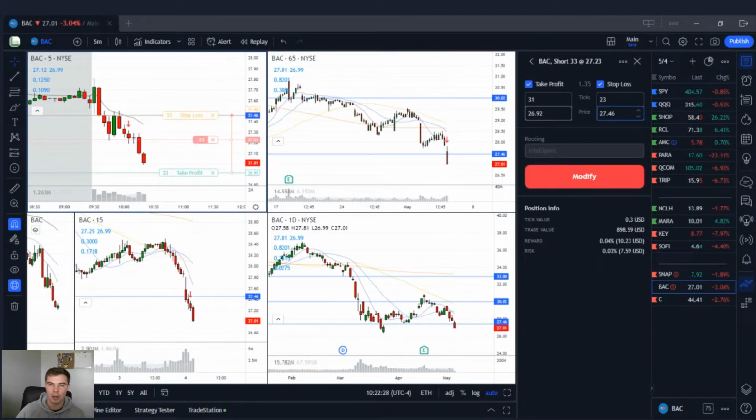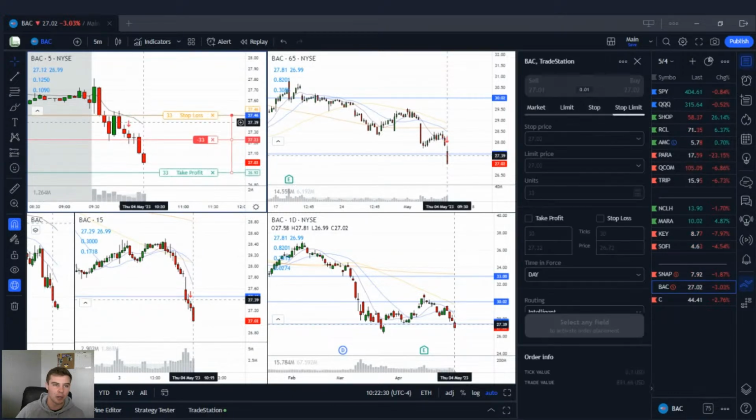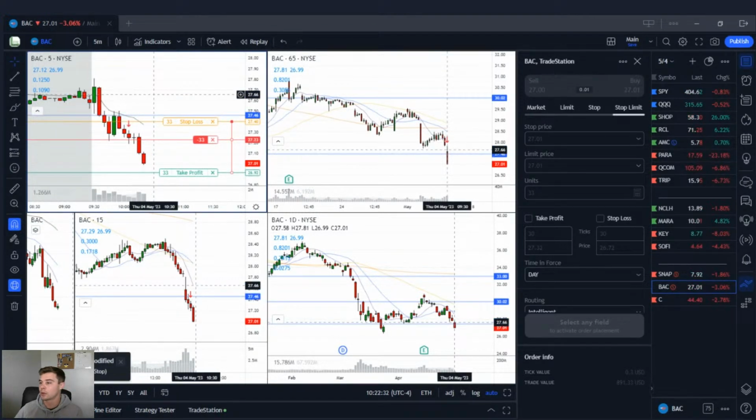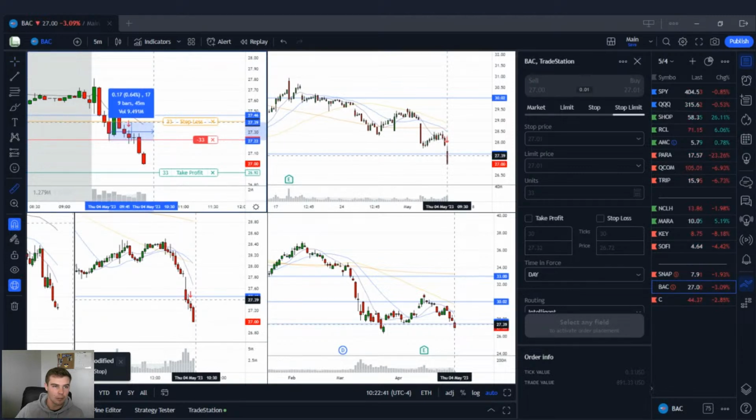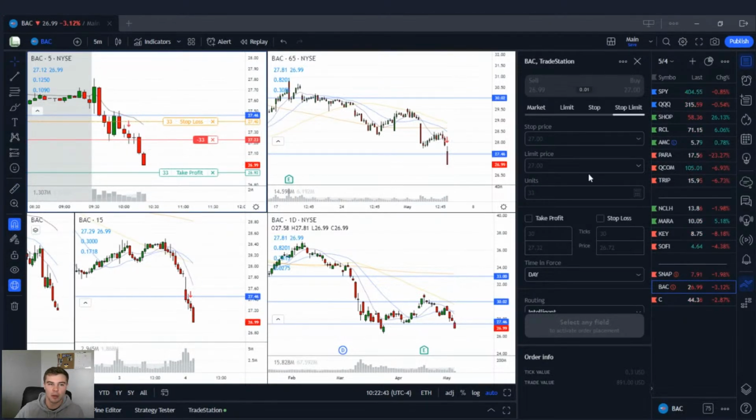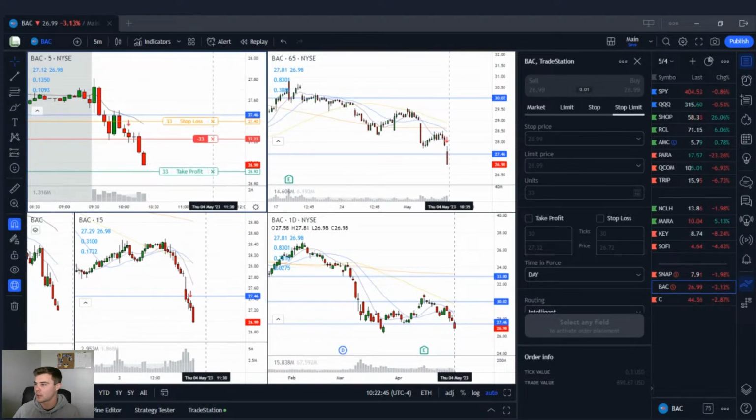So I am going to lower my stop down to 27.40. Now we only have a 2/3 R risk on BAC. Actually, a little bit less than that. So we're pretty solid. It's almost a half R risk on BAC.